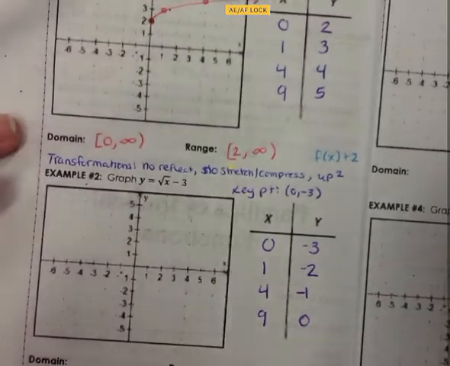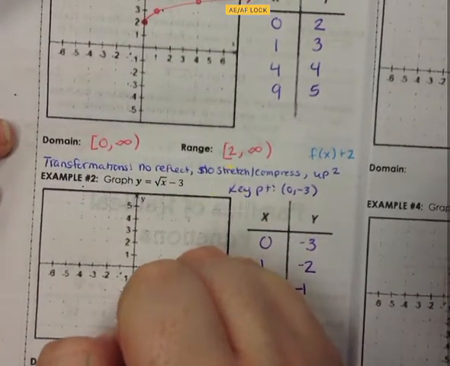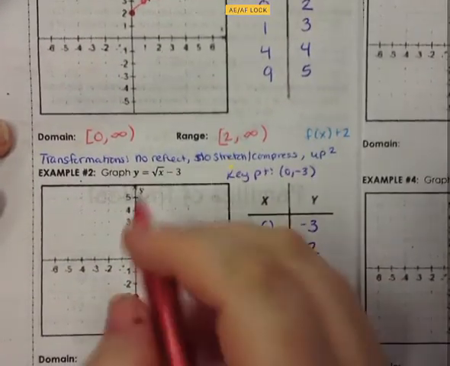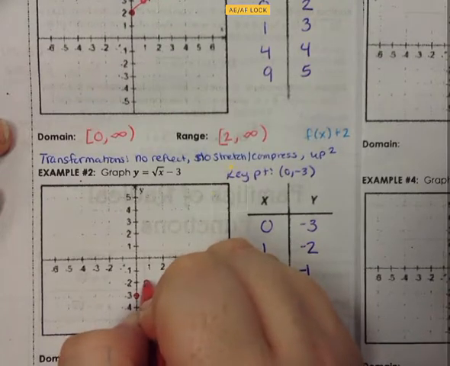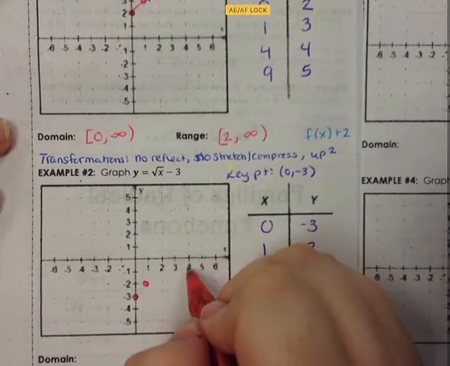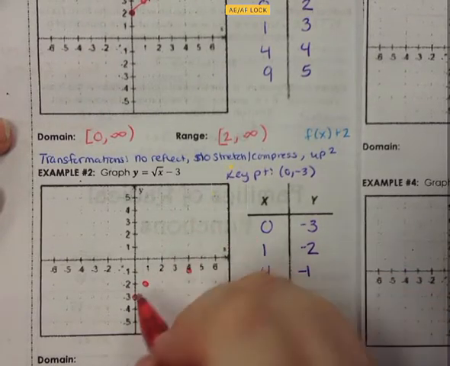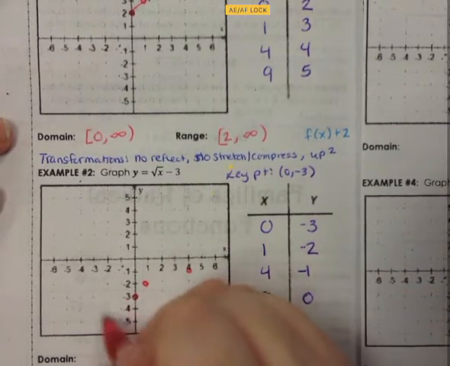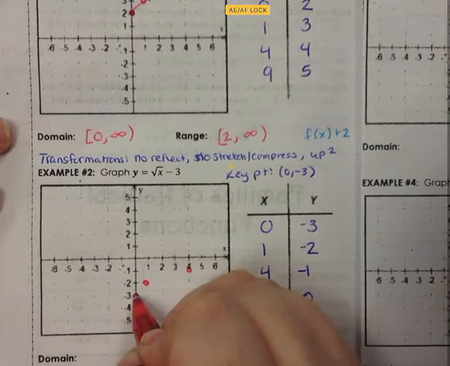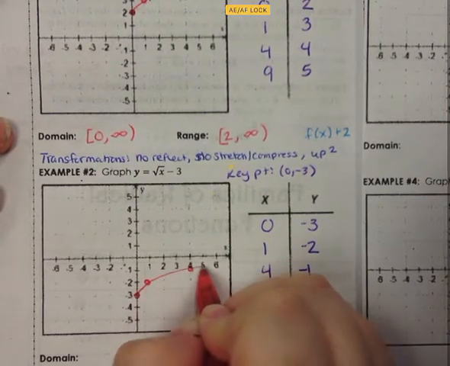So if we graph this, 0, negative 3 is our first one. 1, negative 2 is our next one. 4, negative 1. And then we'd have 9, 0, which is way over here. So we can go ahead and graph this. Again, we don't have anything over here because that's an error. So we start here as our key point. That's our start point, and we just connect and keep on going.